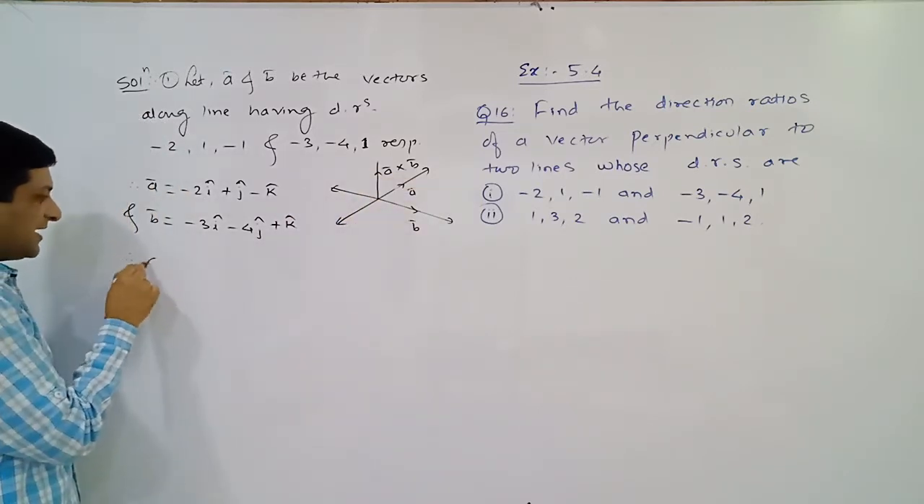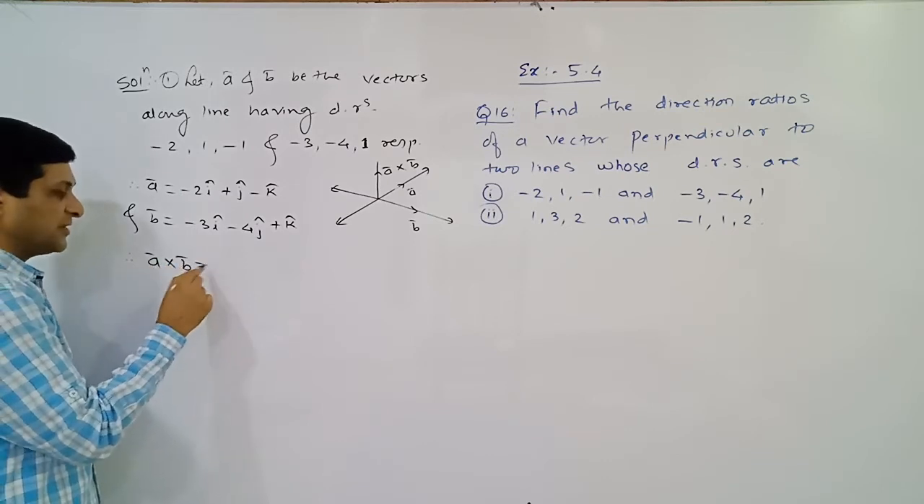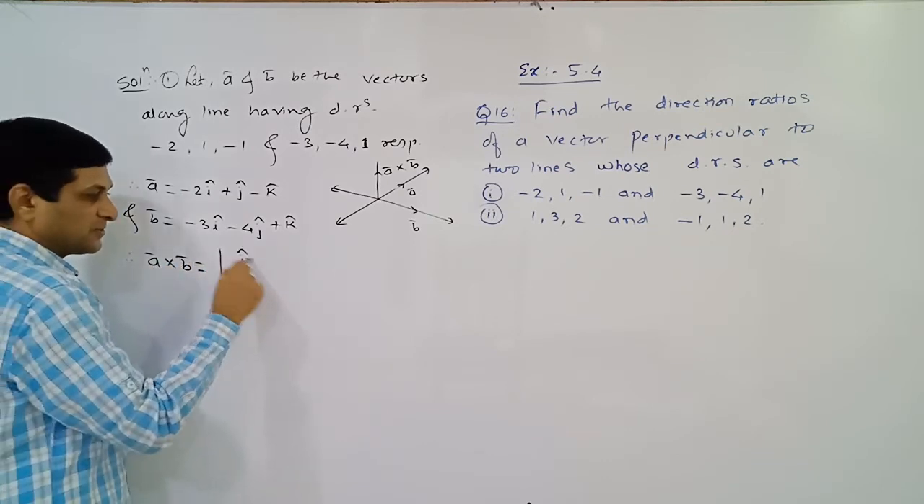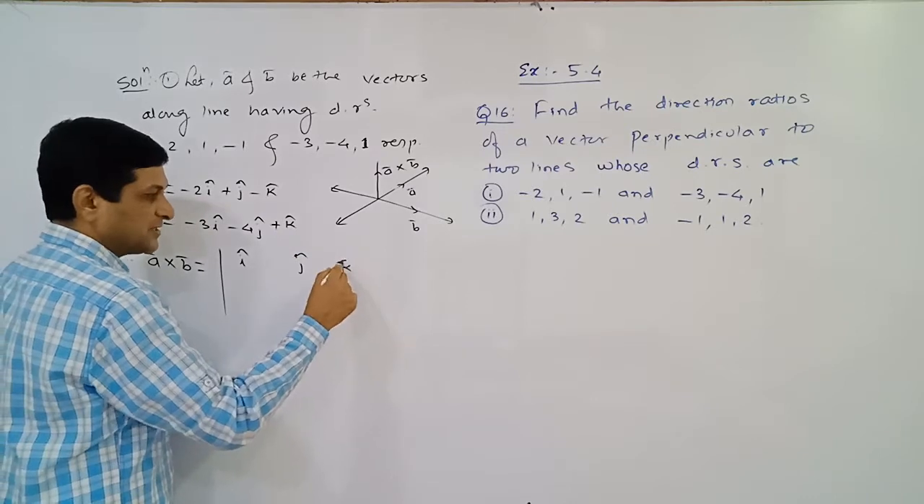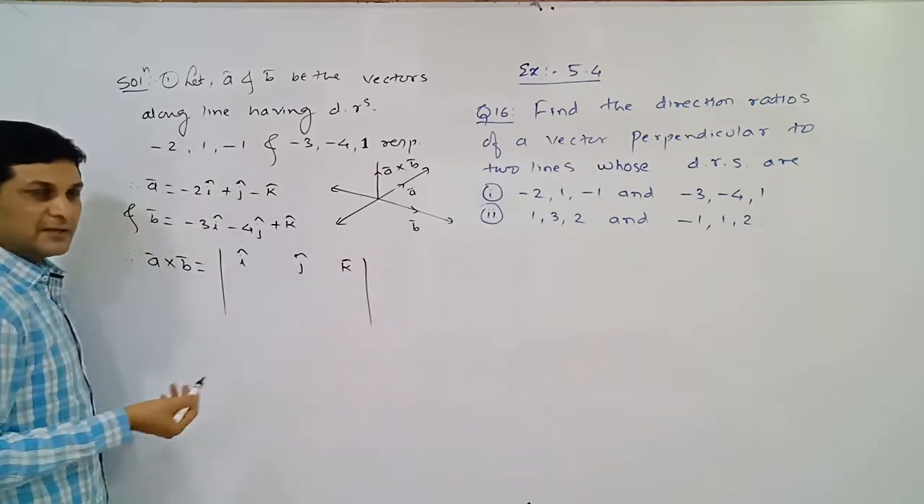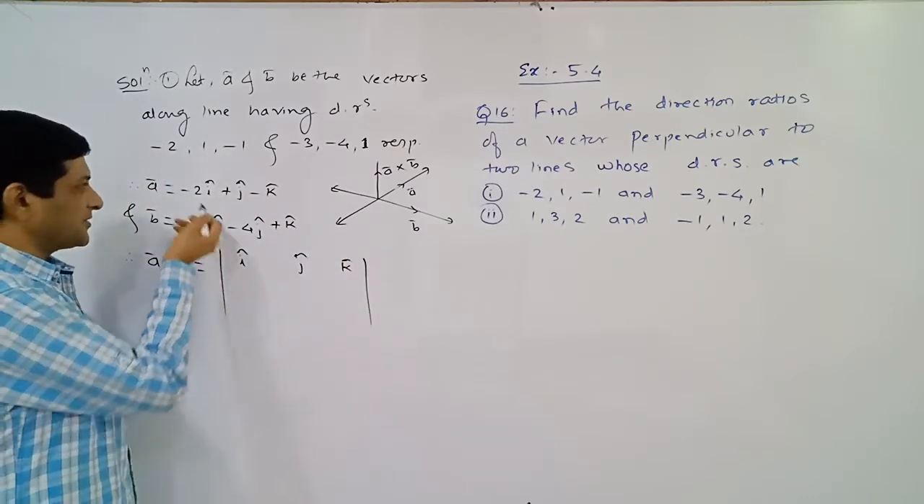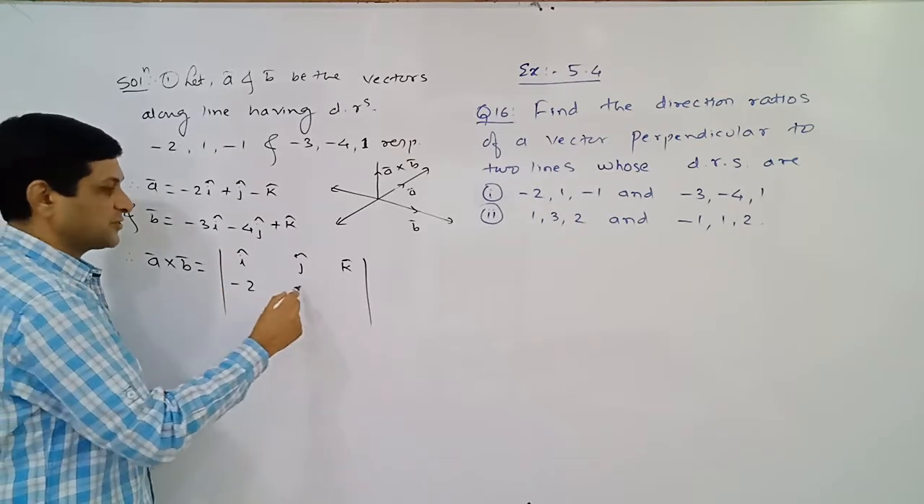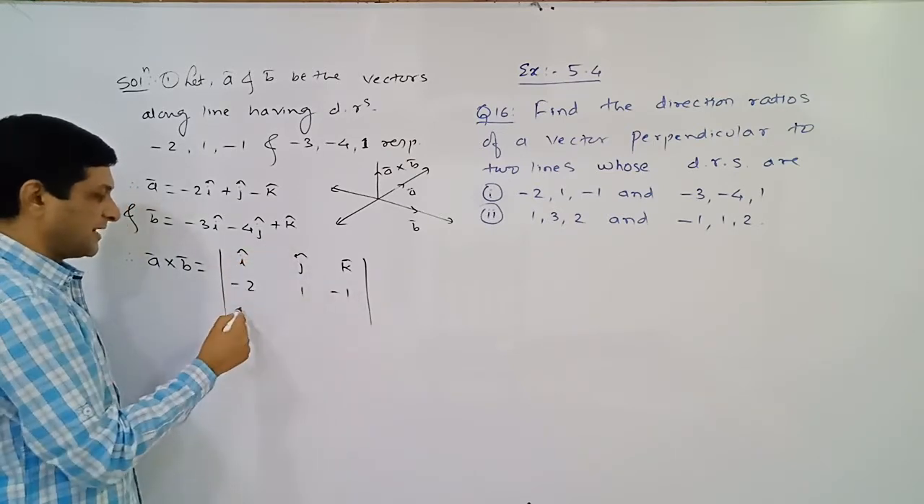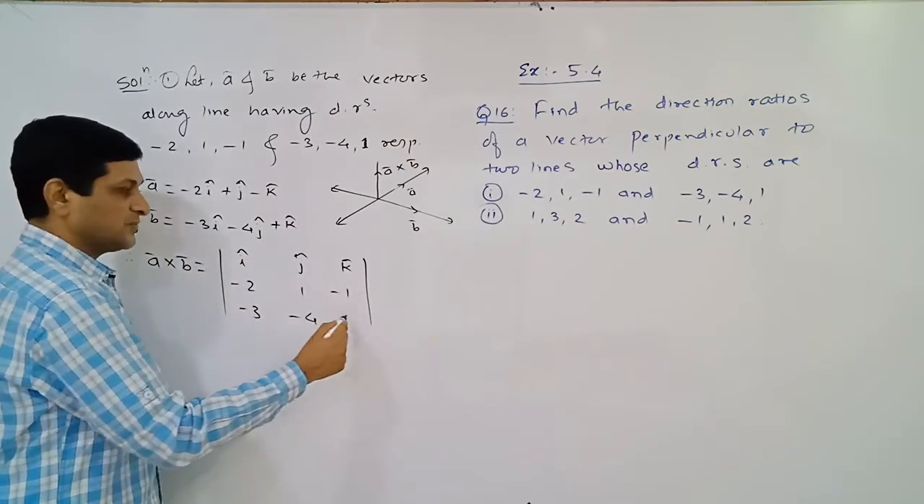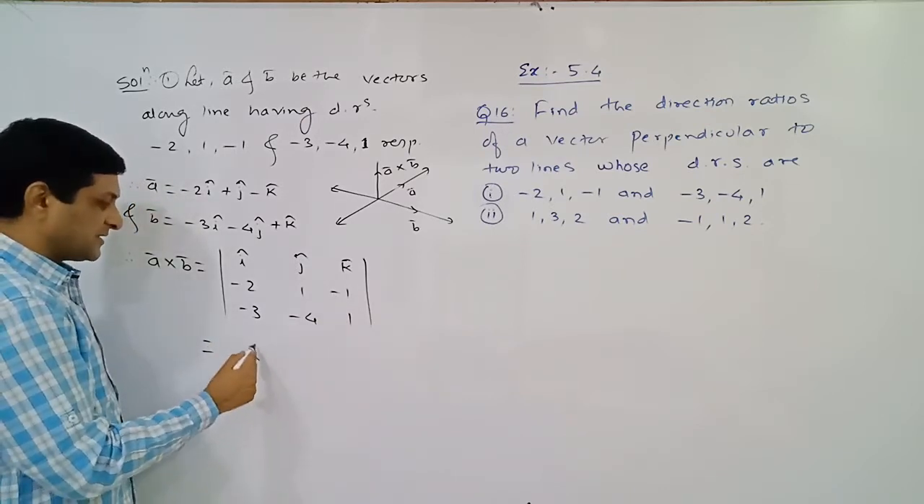So A bar cross B bar will be equal to, so the cross product here can be found using a determinant. Already in many examples we have seen how to find the value of a cross product. In the second row write down minus 2, 1, minus 1. In the third row write down minus 3, minus 4, 1. Now the remaining part is just the simplification part.